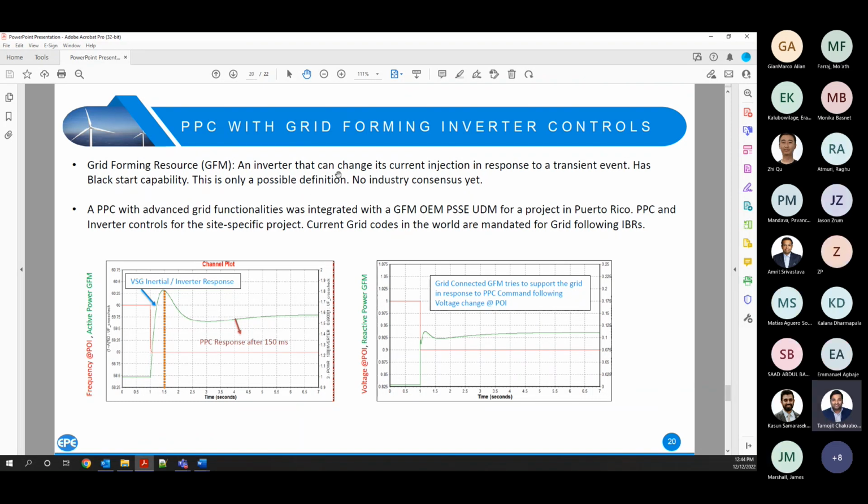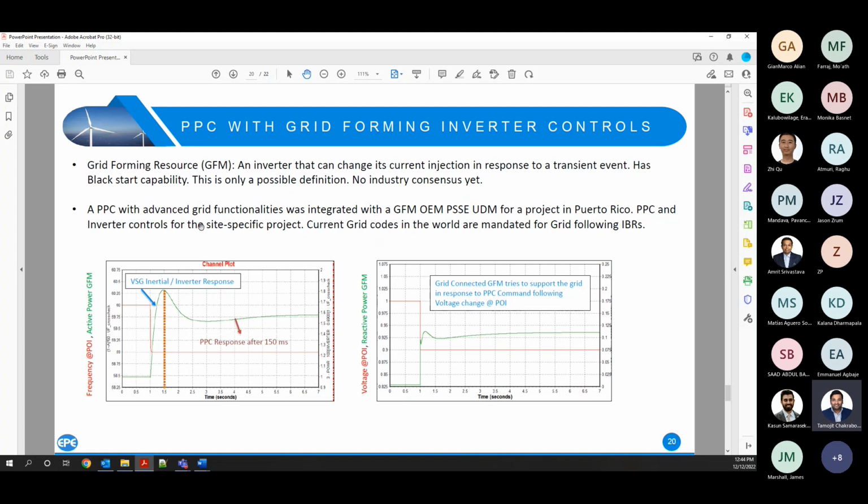It is an inverter that can change its current injection in response to a transient event, and also has black start capability, which means it can provide a locked voltage and frequency for other grid following inverters to latch onto. That is probably what is called a grid forming resource. Having said that, we did this work in Puerto Rico, which is an island, and we wrote a PPC with advanced grid functionalities for a particular manufacturer, and we integrated that with this grid forming model.